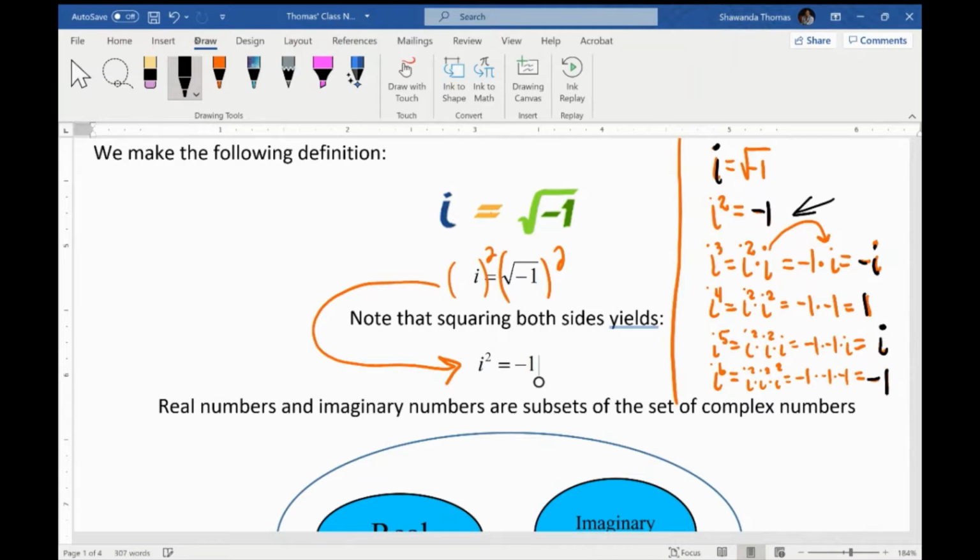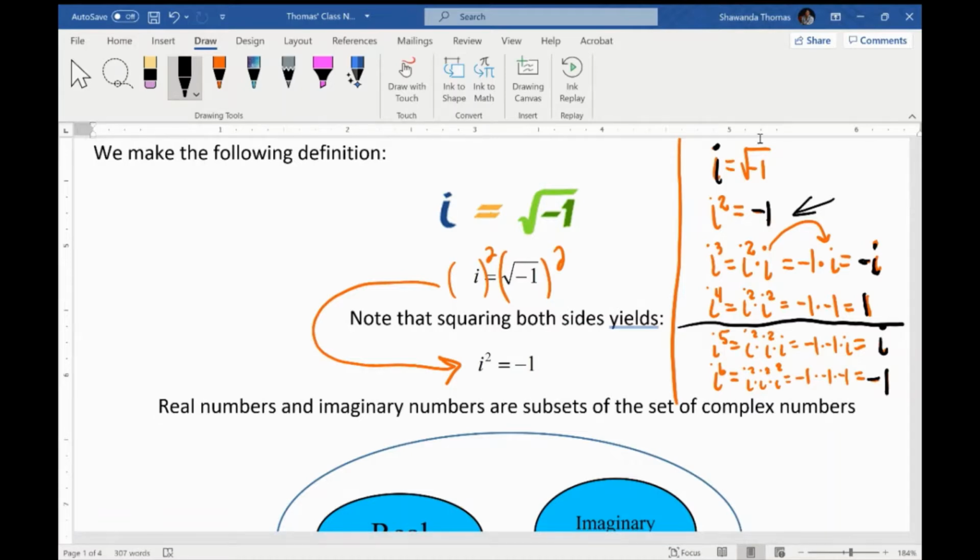-1 is the second one. What do you think would have come third? So I notice the pattern. We started with i, -1, -i. It will go back to 1. It's going to repeat over and over and over again.